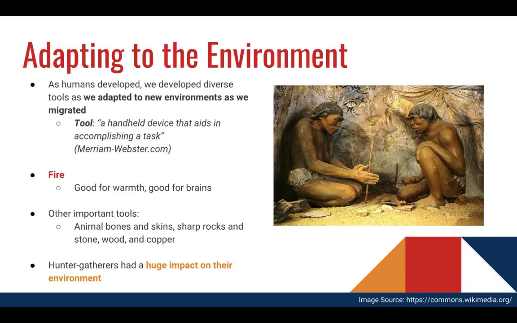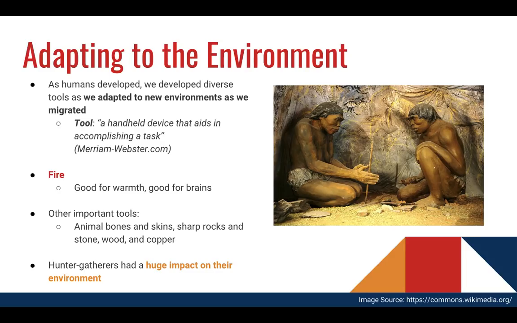Fire is very good for warmth and for protection for humans. It allowed us to move to colder climates and live in probably more dangerous areas. But it's also very good for our brains. Cooking food not only makes it taste better, but it actually allows humans to digest it better and get more nutrients out of the food.